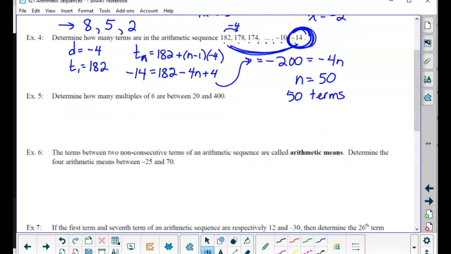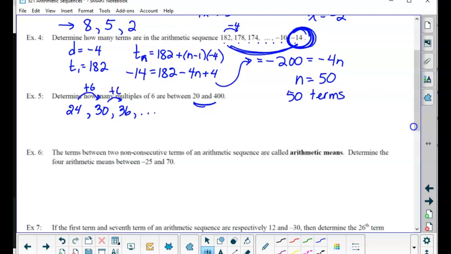Okay. Next one is actually a sequence question, but it doesn't talk about it like that. It says determine how many multiples of 6 are between 20 and 400. So I start writing out some multiples of 6 that are between 20 and 400. 20 is not a multiple of 6. The first one between those two numbers is 24. Then the next one's 30. Then 36. They're multiples of 6, so you keep adding 6 each time.